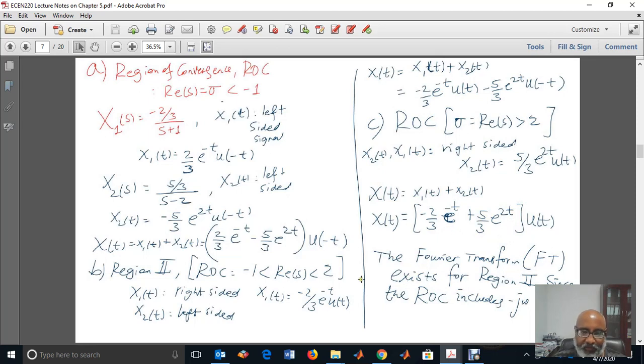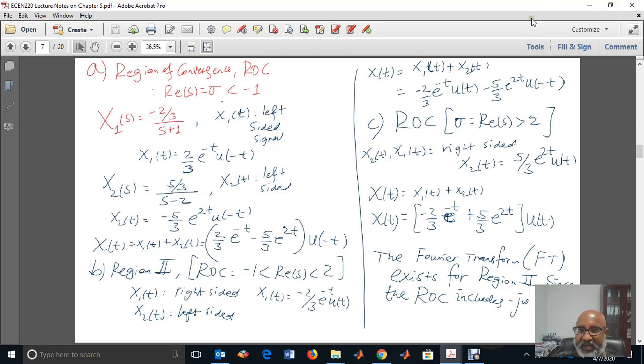Now, if we see these three cases, for which one does the Fourier transform exist? Remember, the Fourier transform exists if the region of convergence includes the j omega axis. J omega axis means between -1 and 2. So if the region of convergence is between -1 and 2, then the Fourier transform exists. So the signal will be case 2.